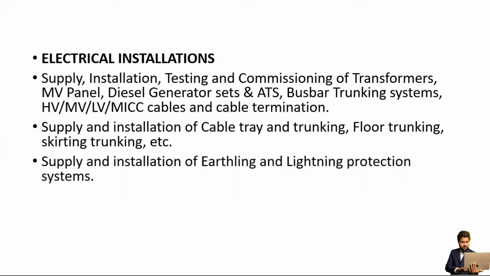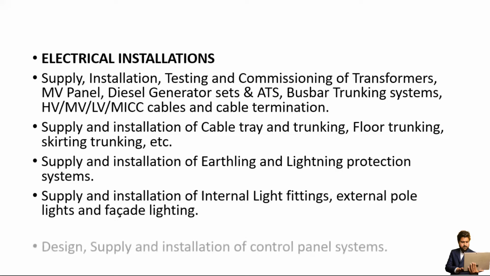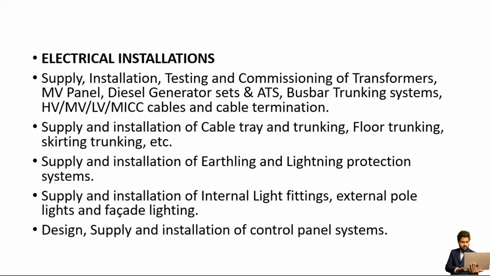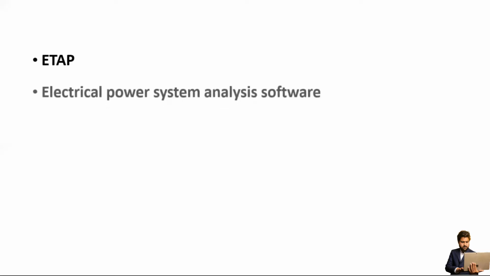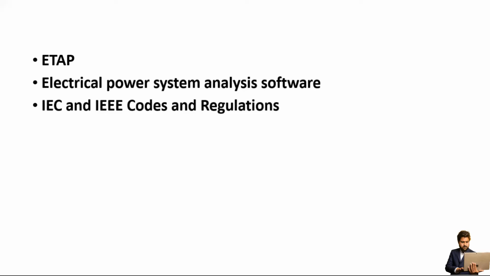And you also need to be an expert; you need to know how to do the supply and installation of earthing and lightning protection systems, supply and installation of internal light fittings, external pole lights and facade lighting, design, supply, and installation of control panel systems. And now I will guide you on how to understand design and codes, so that you can join this field successfully as an MEP engineer. So what are the things you need to understand and learn? ETAP software, which stands for Electrical Power System Analysis Software, and you need to learn the codes and regulations of the IEC and IEEE societies.